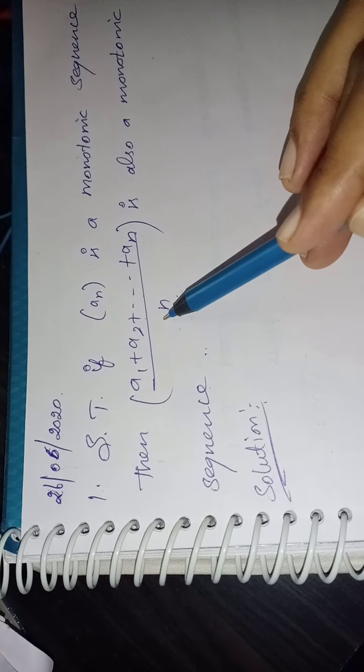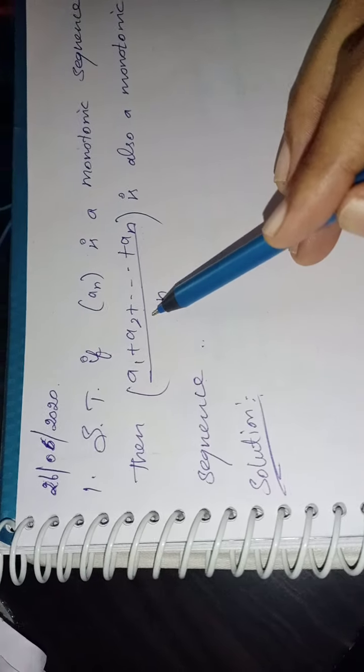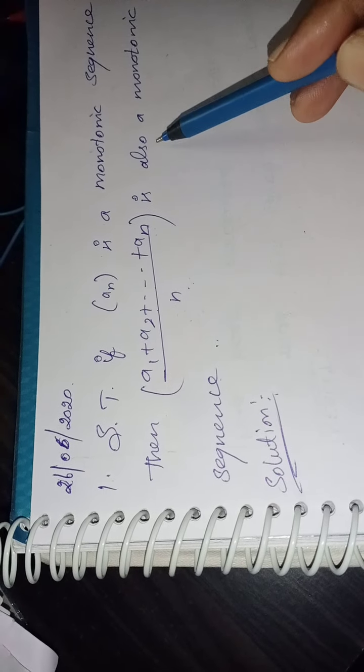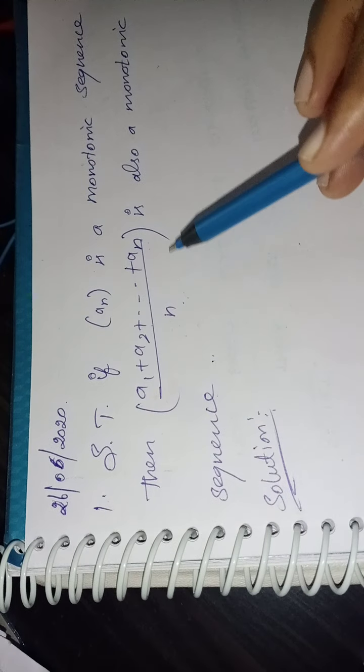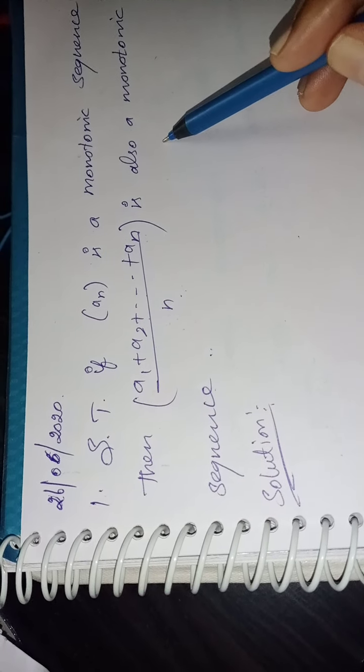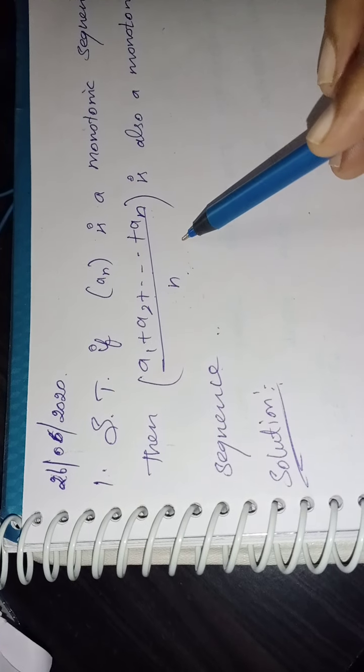Consider this as a general term. We may denote this as bn or something. We have to prove that the next terms, and so on. That is, if it is bn, then bn+1. bn minus bn+1 less than or equal to 0 means it's an increasing sequence. We can prove this.